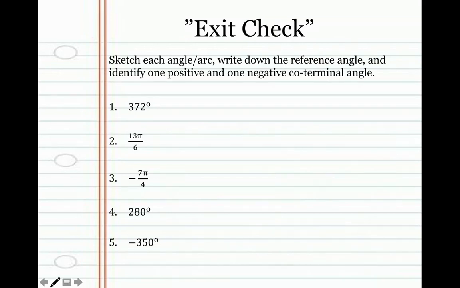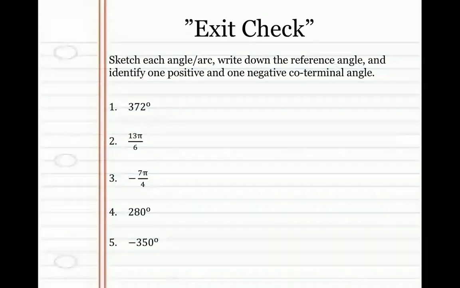So you can think about this as like an exit check or just some more practice with it, but let's do a few more. So we want to sketch the angle or the arc, write down the reference angle, and identify a positive and a negative coterminal angle.